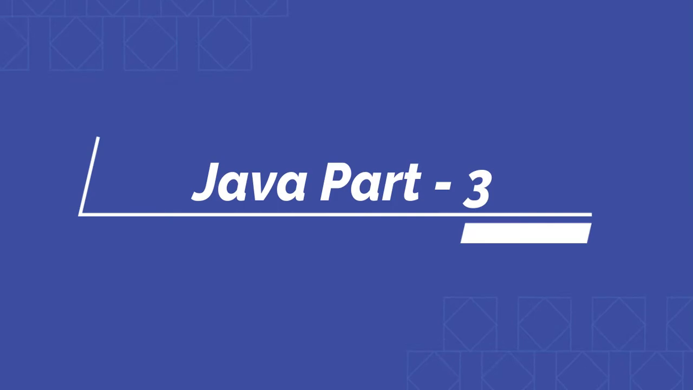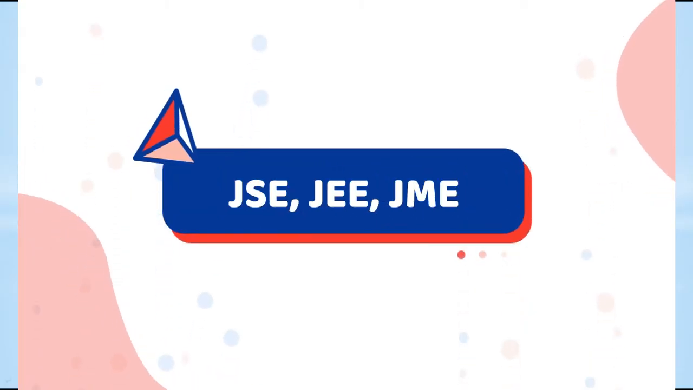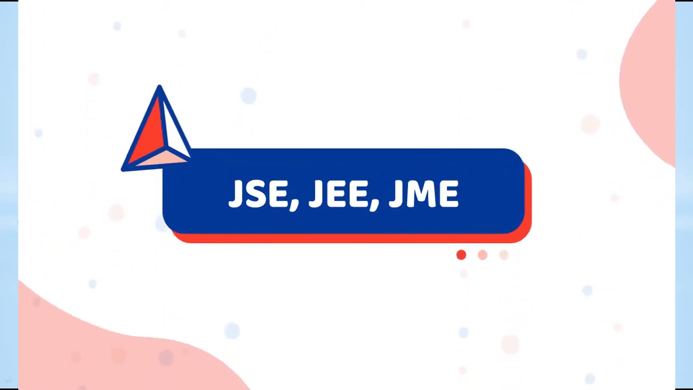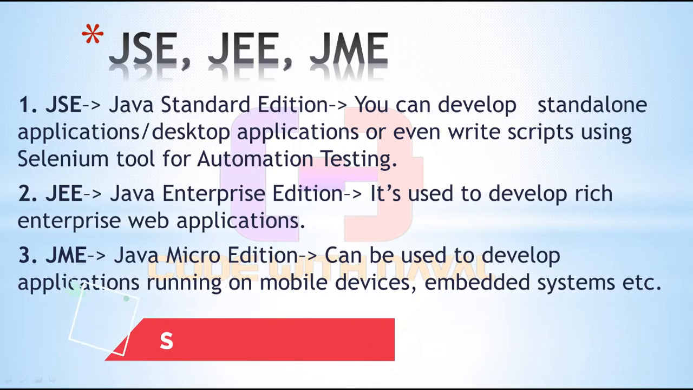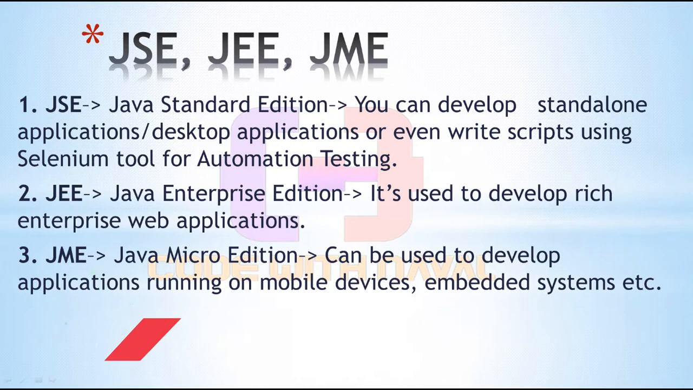Welcome to Java series part 3. Java provides three different variations. We can say three variations or three bundles. We can use those bundles to develop our application. So let's see them one by one.